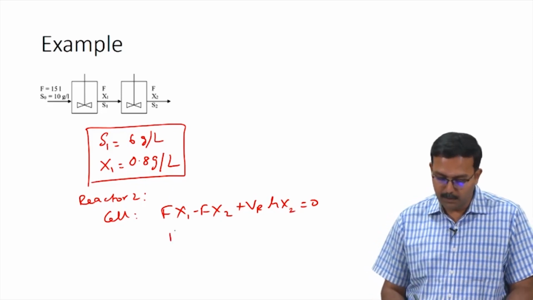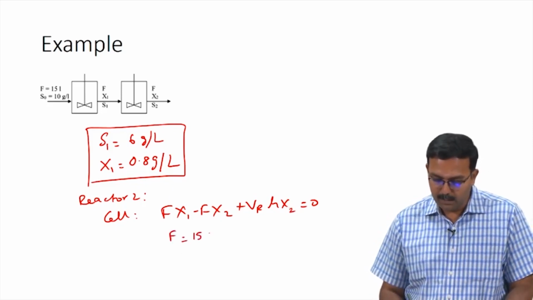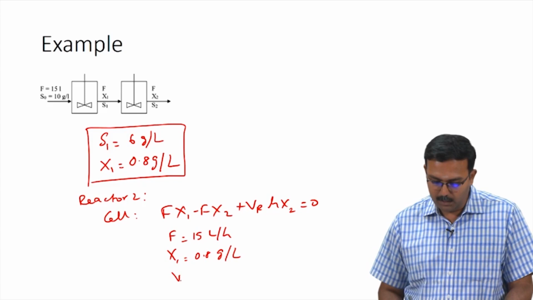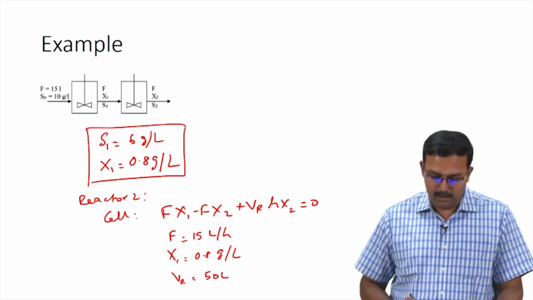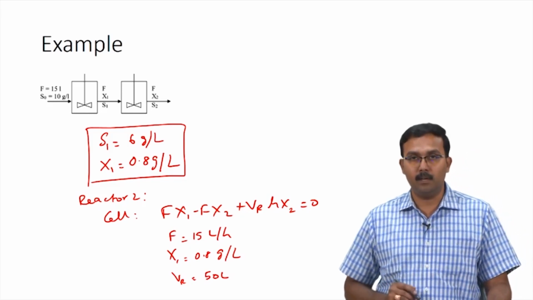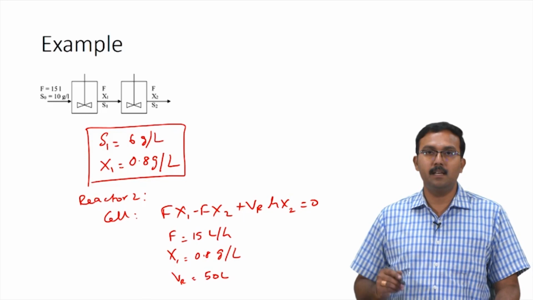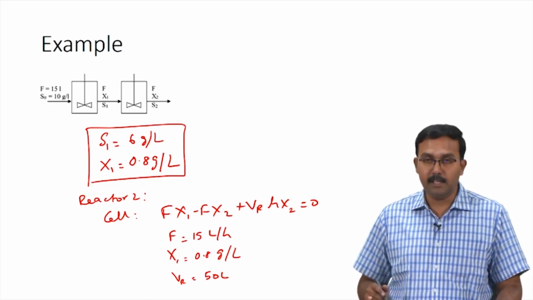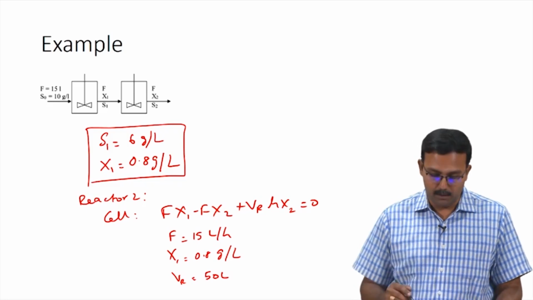In this equation we know F is equal to 15 liters per hour and we have calculated x1 as 0.8 grams per liter and we know that Vr equals 50 liters. So, this leaves only x2 and mu as the two unknown variables, but what you see here is a non-linear equation. So, we might have to solve a non-linear equation to get the final values.